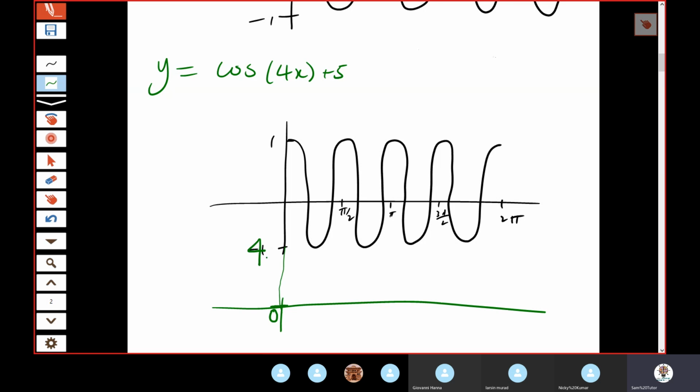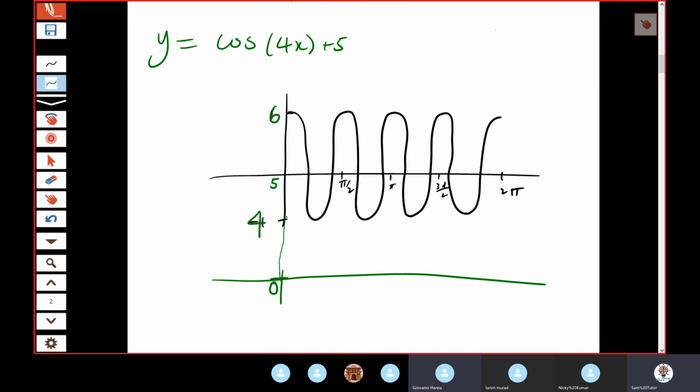That's going to be at 4. That's going to be at 5. That's going to be at 6. You're adding 5, so you move your axis down 5, and look what happens. Look what it looks like. It looks like all of a sudden my graph just got shifted up 5, doesn't it? Because that's at 5 now. That's at 4. That's at 6. Does that make sense? Isn't that the same as just moving the graph?